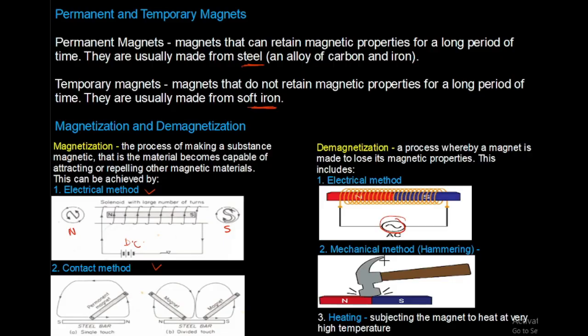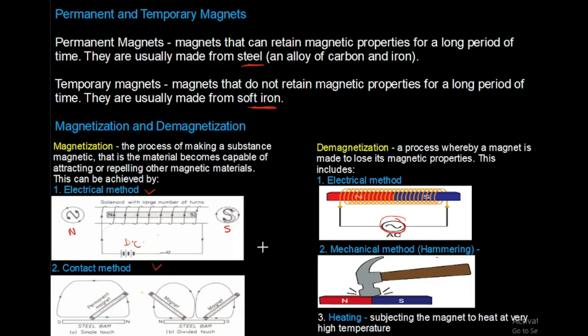Another method of demagnetization is the mechanical method. This has to do with using a hammer. It's also called hammering. You place your magnet in an east-west position as seen here, then you use the hammer to hit it very hard repeatedly. After a particular period of time, it will lose its magnetic properties. Now we also have the heating method. This has to do with subjecting the magnet to heat at very high temperatures.